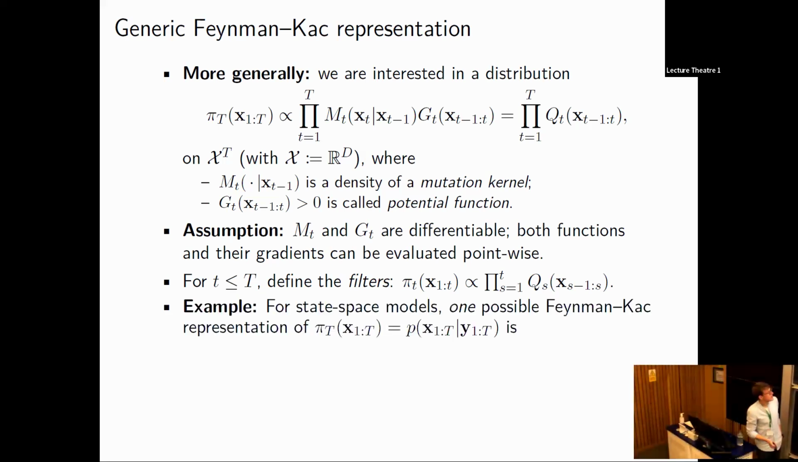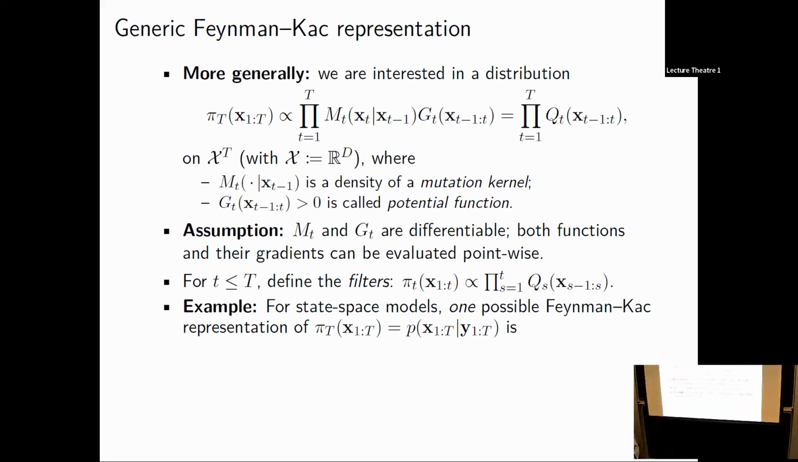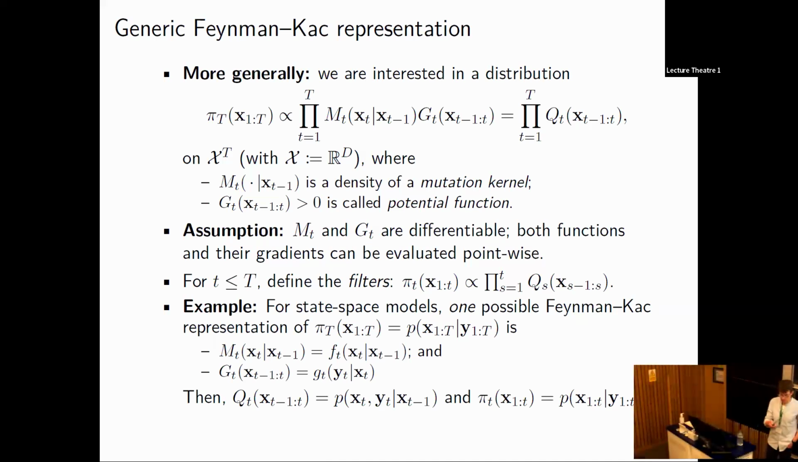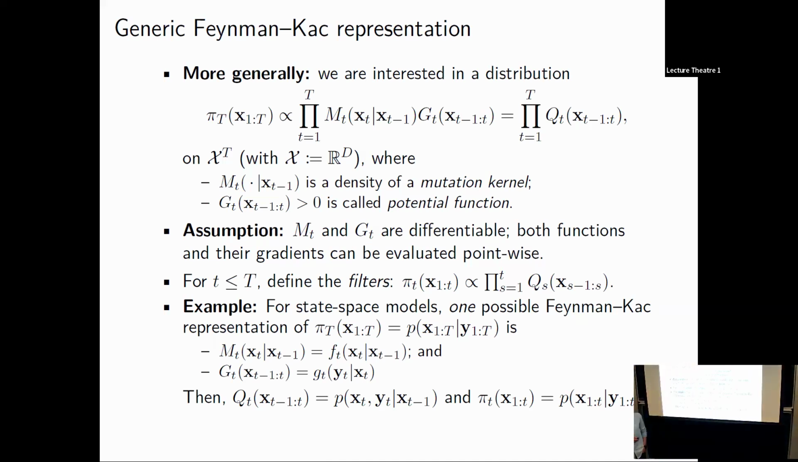But if we are interested in state space models, where this joint smoothing distribution up to t is a posterior distribution, then we can recover that by setting the mutation kernels to be the transition densities of the state space model and the potential functions to be the observation densities. Although I should say that is not a unique representation. You can find other ways of representing a state space model as such a generic Feynman-Kac model.